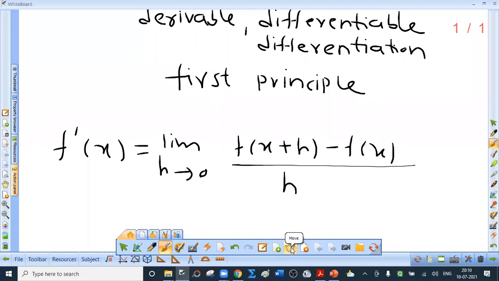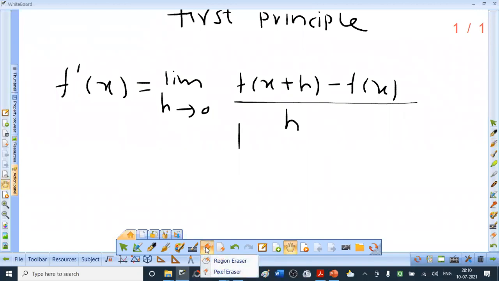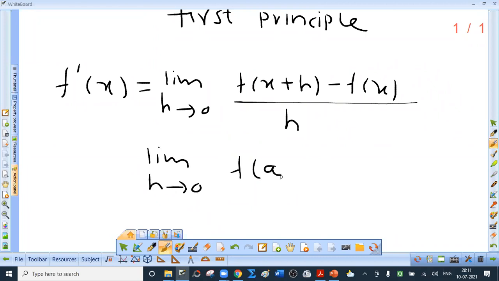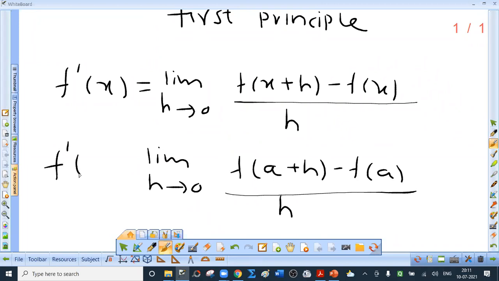Suppose this limit exists. Which one? Limit h tends to 0, f of a plus h minus f of a upon h. Then the value of this limit is denoted by f dash of a. So what is f dash of a? It is nothing but the value of the derivative of the function. Which function? The same function, y equal to f of x. At which point? At x equal to a.